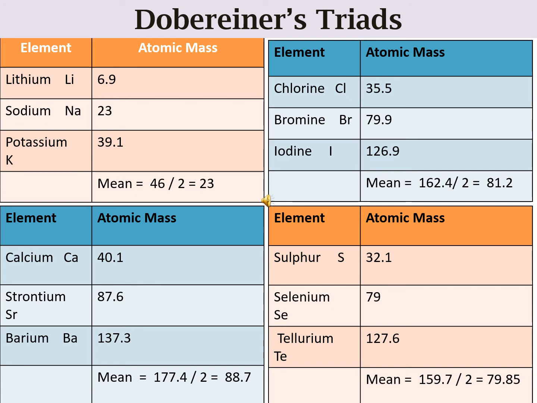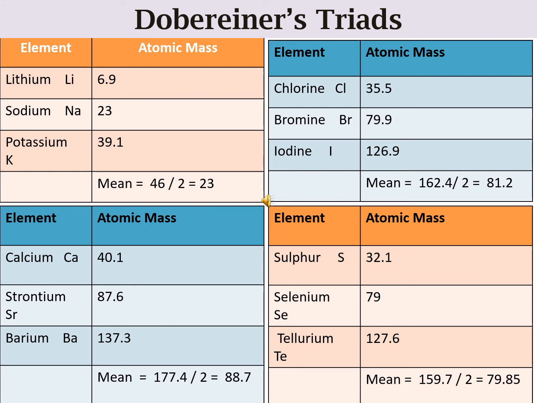Again these three fall into the category of metals, calcium, strontium and barium, and you will even find that these elements have got the valency 2. Here in chlorine, bromine and iodine, all of them were non-metals and all of them had valency 1. So valency is the same, so we find that the chemical properties are also similar.